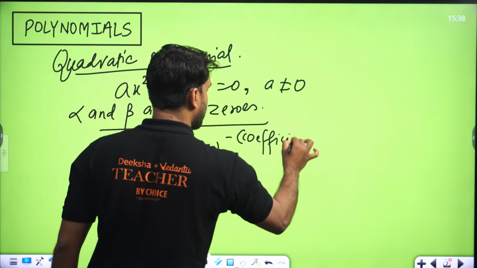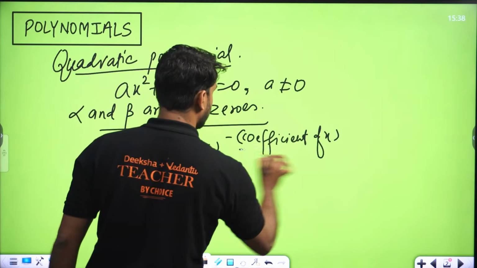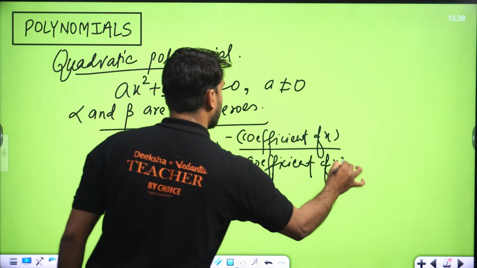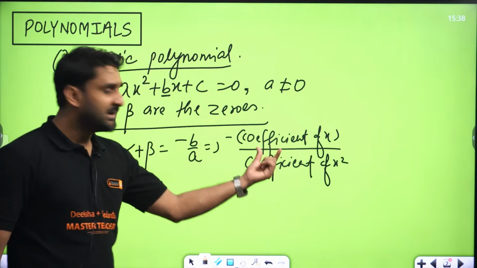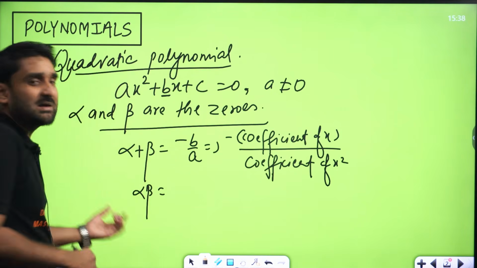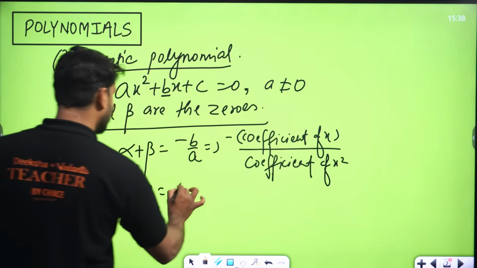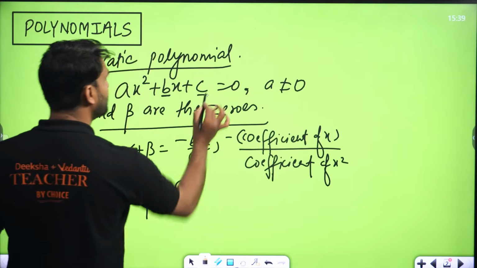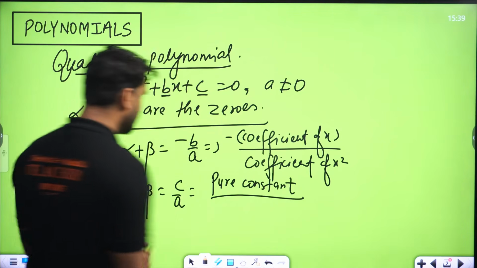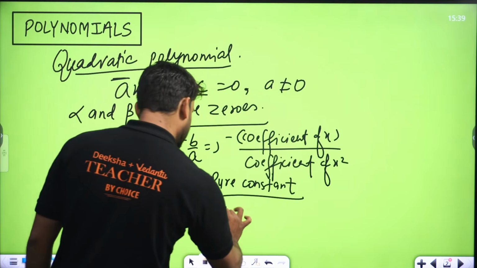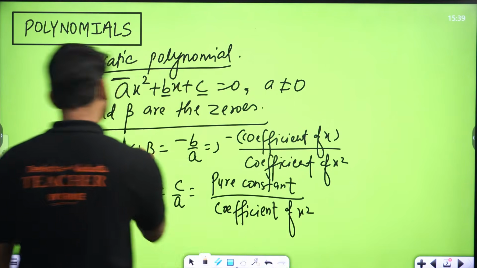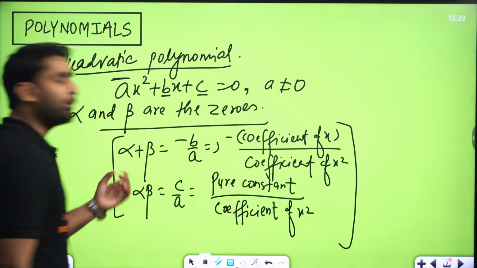So the sum of zeros is equal to minus the coefficient of x divided by the coefficient of x square, and the product of zeros, alpha into beta, is equal to c by a. And c is what, my dear? The pure constant term at the end, divided by a, which is the coefficient of x square. These two formulas are very important for the polynomial chapter.